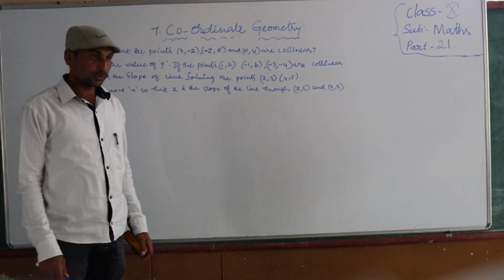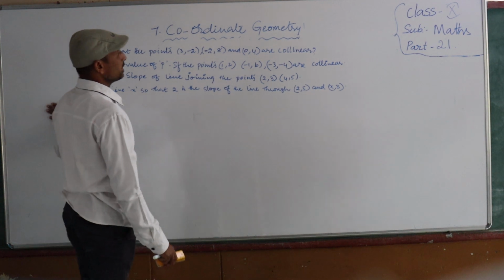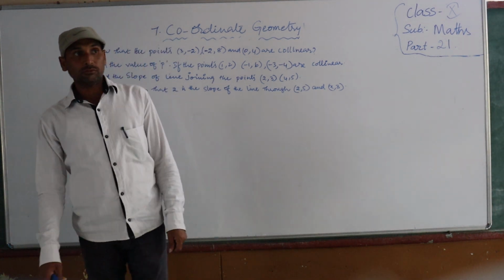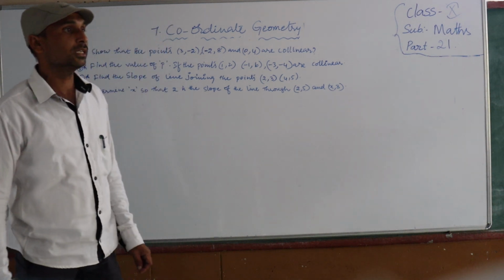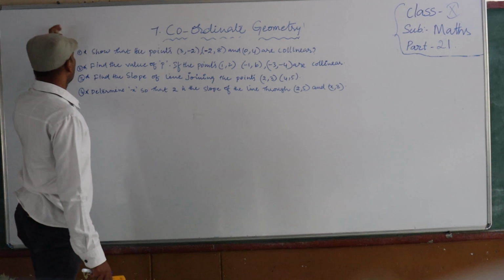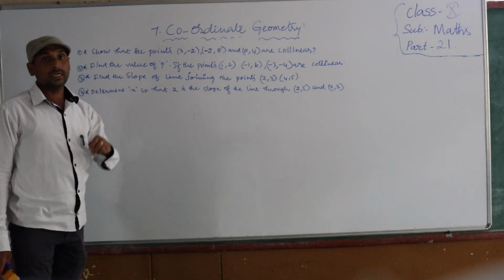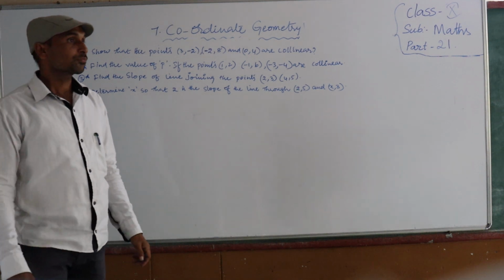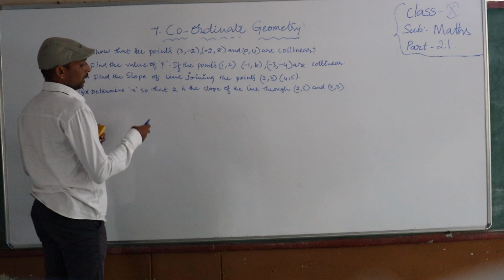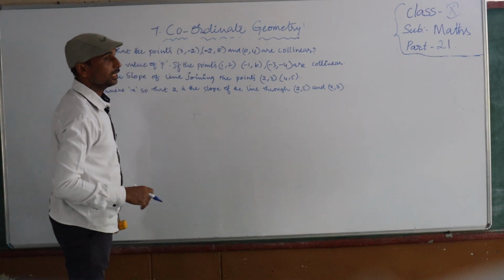Okay, children. So next, last one in this. So in the coordinate geometry, we are going to discuss the last topic. Because of these formulas, we will get compulsory questions in the examination. So up to now we have discussed how to find out the area of a triangle.